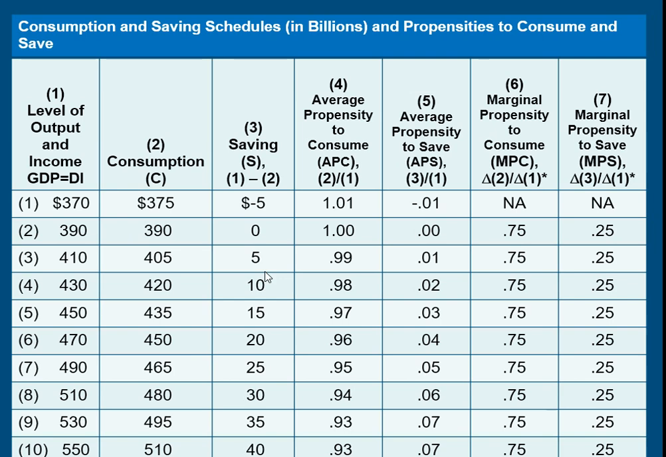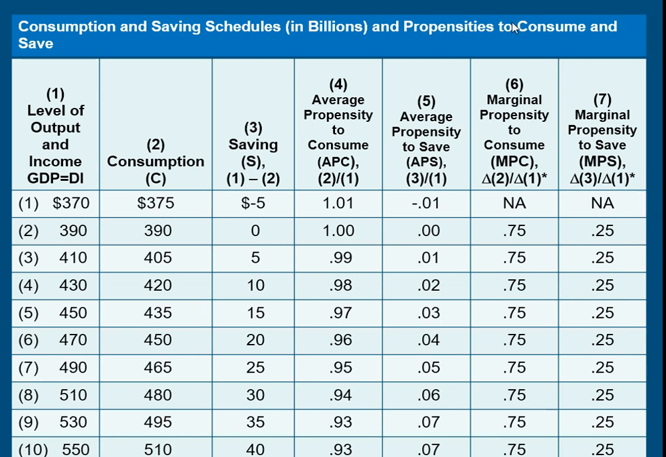Similarly, for calculating MPS for the third unit, we have to subtract this value from this. 5 minus 0 will give us 5, and the change in income is 410 minus 390, which is 20. So we have to divide 5 by 20 and it will give us 0.25. And so on. And when we add MPC plus MPS, it will give us 1. As we discussed earlier, we have only two options: either we consume or we save.